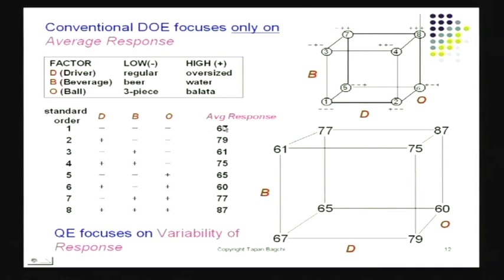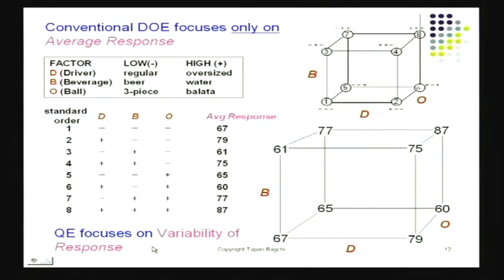Yes, if I wanted to maximize yield, or minimize defects, I could probably use a design like the conventional DOE design. Not much of a problem there. But if I wanted to achieve what we call a robust design, I'd have to do something more. I have to look at the variability of the response at each of these settings.